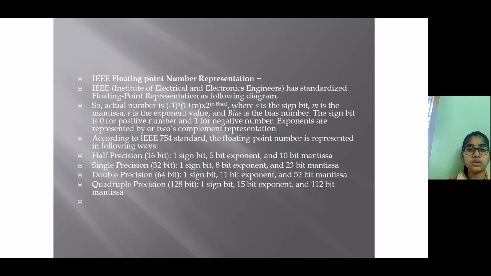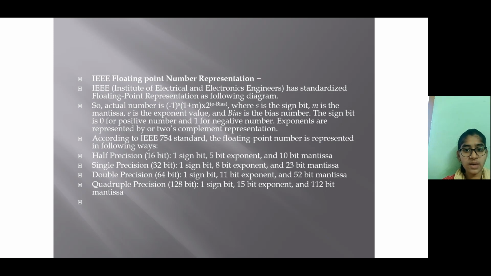IEEE floating point number representation. IEEE stands for Institute of Electrical and Electronics Engineers. It has standardized floating point representation as in the following diagram. The actual number is shown here, where S is the sign bit, M is the mantissa, E is the exponent value, and bias is the bias number. The sign bit is 0 for a positive number and 1 for a negative number. Exponents are represented by 1's or 2's complement representation.